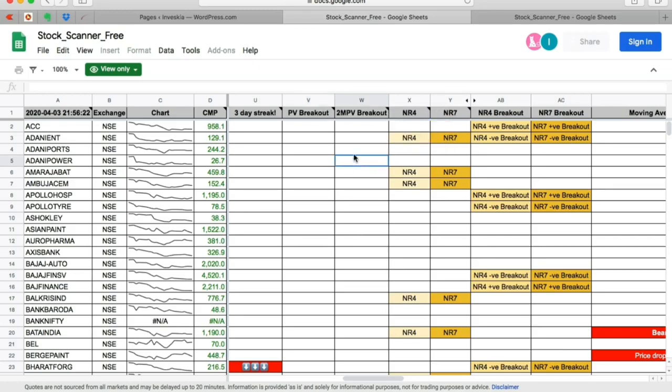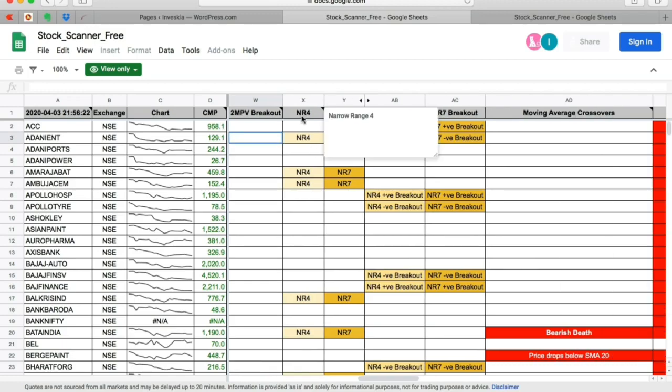Now the other indicator is similar to PV. It's the 2-month price volume breakout data. It's just that we are comparing the past 50 days data with the current data. In both these indicators, PV breakout and 2MPV breakout, we are only using price and volume.